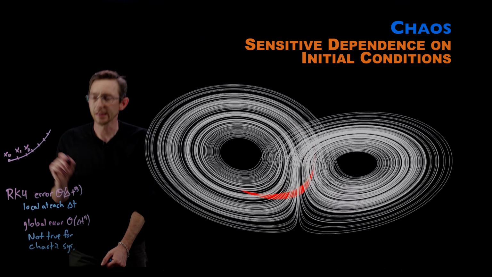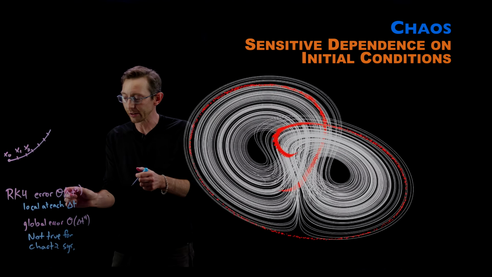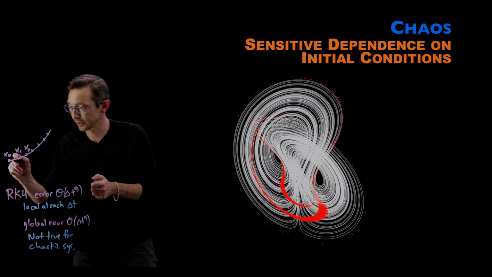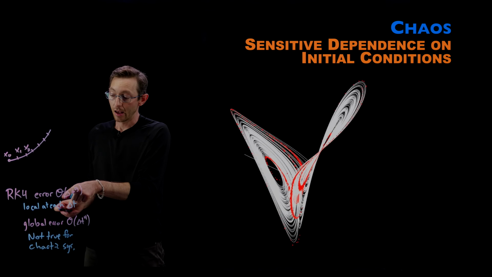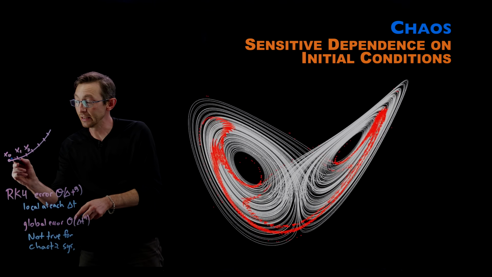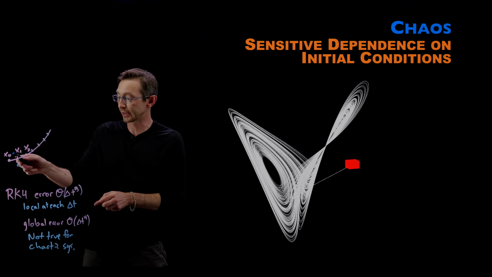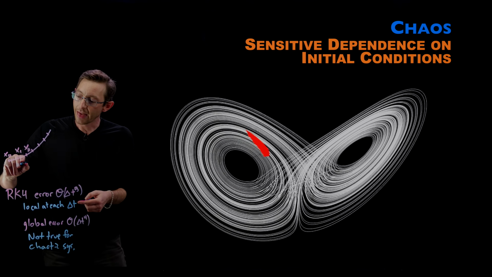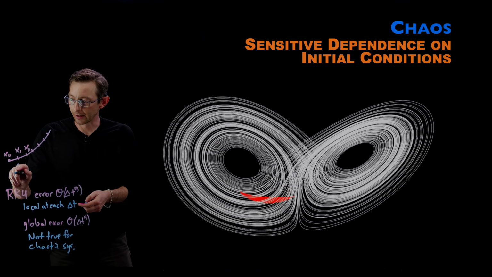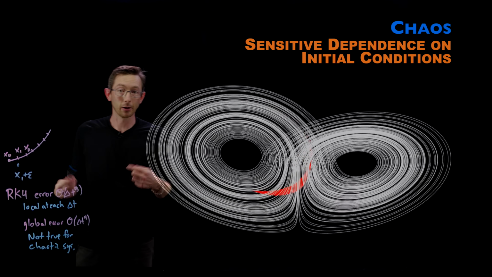And the reason is because at each little time step, I accrue this very, very small order delta t to the fifth error. So I take one time step, and my simulated trajectory deviates from my true trajectory by some teeny tiny little epsilon. So instead of going to x1, I go to x1 plus epsilon. That's the error in my numerical scheme.